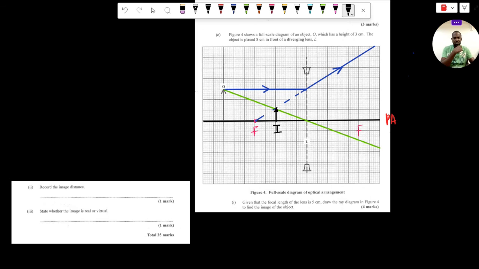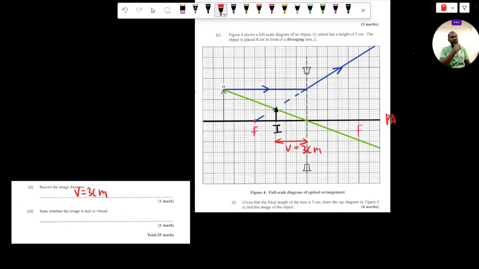So what does the question tell us? Given that the focal length of the lens is 5 centimeters, draw the ray diagram on figure 4 to find the image of the object. So we managed to locate the image. So that should have been 4 marks, right? It says record the image distance. From this diagram, the image is clearly 1, 2, 3 centimeters from the lens. So this right here is our image distance, V, and therefore V is equal to 3 centimeters.